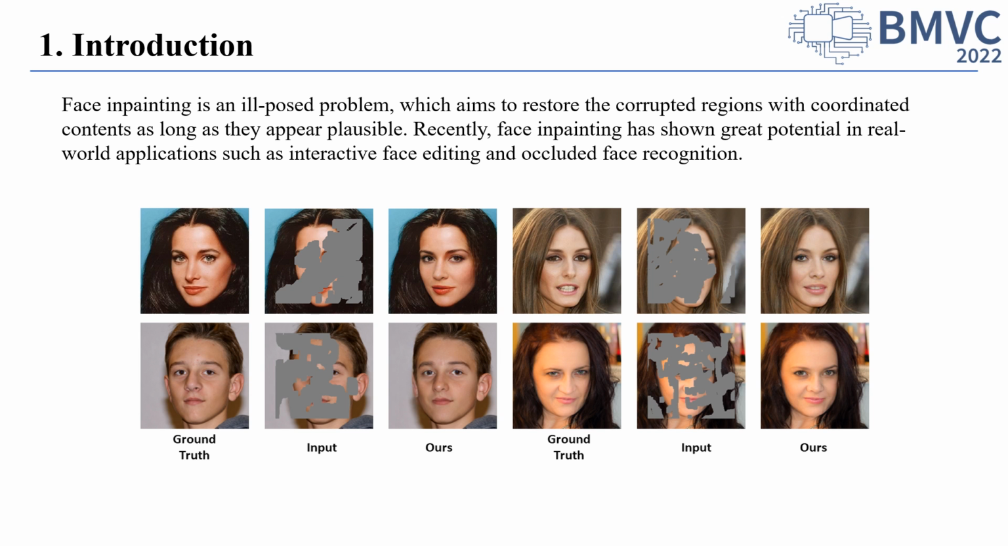Face inpainting is an ill-posed problem, which aims to restore the corrupted regions with coordinated contents as long as they appear plausible. Recently, face inpainting has shown great potential in real-world applications such as interactive face editing and occluded face recognition.